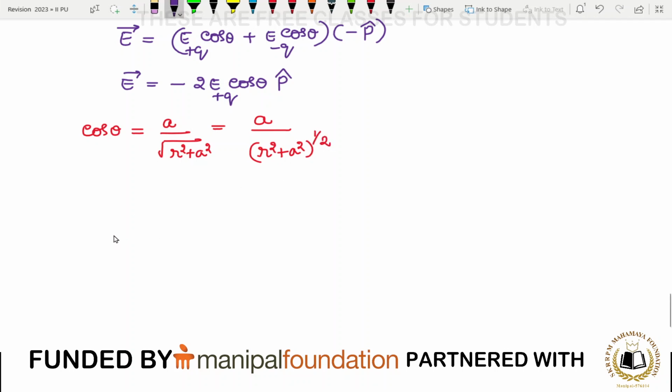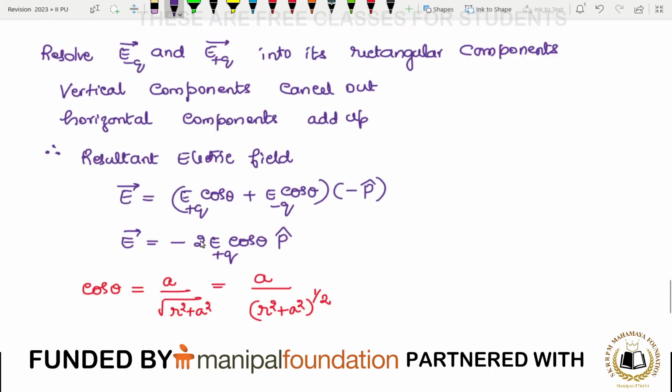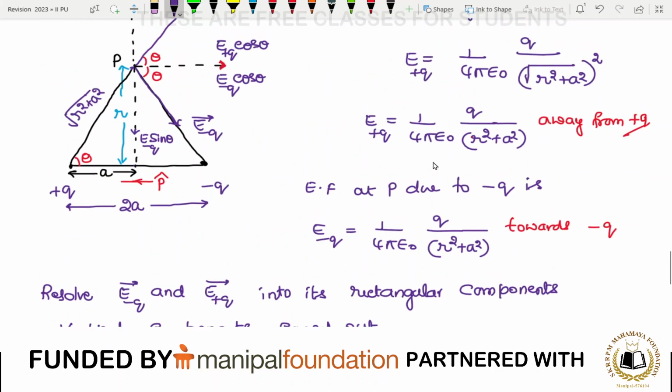Now we'll find this E vector. We'll continue the same steps. Minus 2 into E plus Q or E minus Q value. How much is it? Here both values are the same. 1 by 4 pi epsilon naught, Q divided by R square plus A square. We'll substitute and calculate those values.